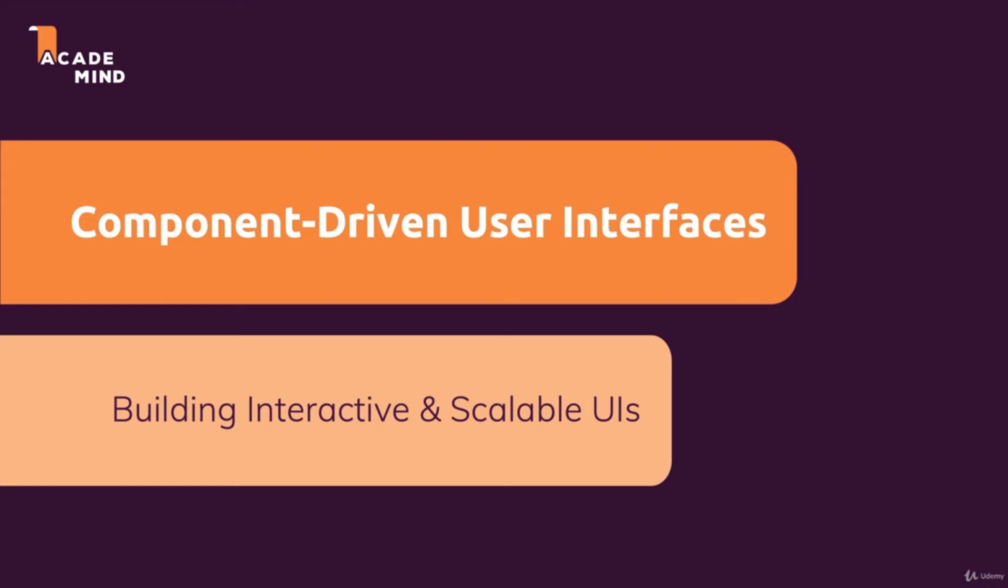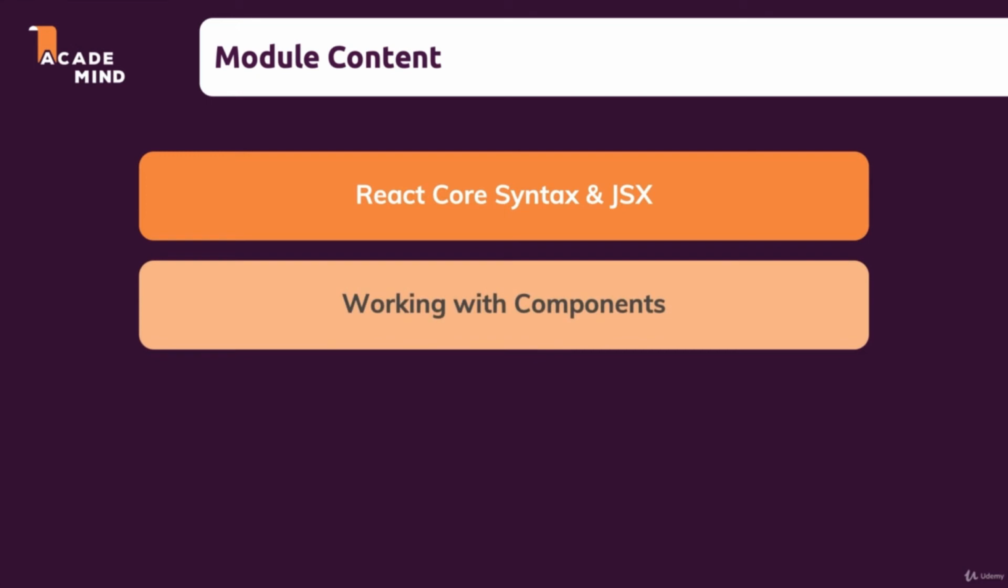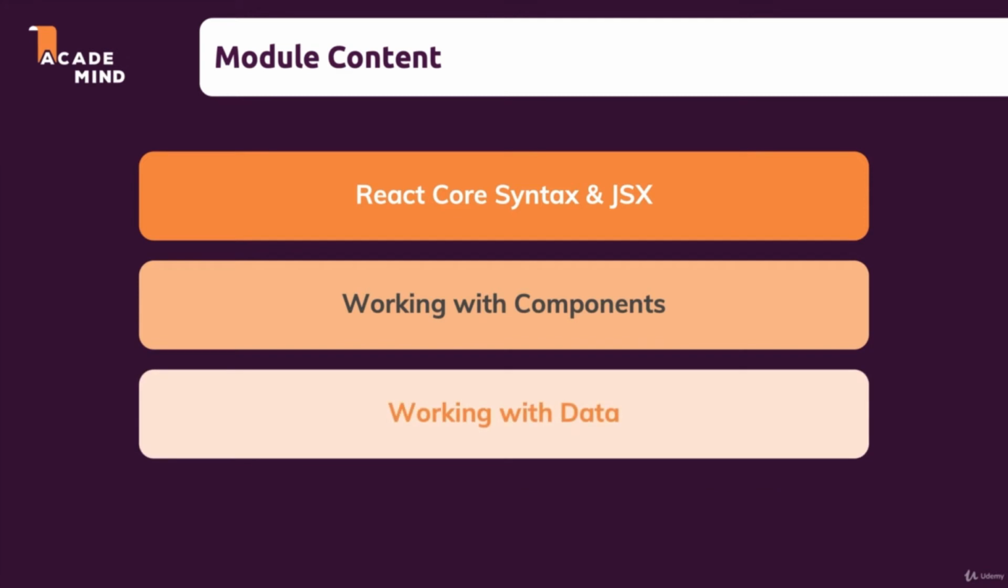Remember, this section was about components. It was about understanding the most important concept of React, that you build user interfaces by building and combining components. And for that, we had a look at the React core syntax and JSX. We of course had a very detailed look at building and using and working with components and props. And that already leads to the last part, data. We learned how to share data across components through that props concept.